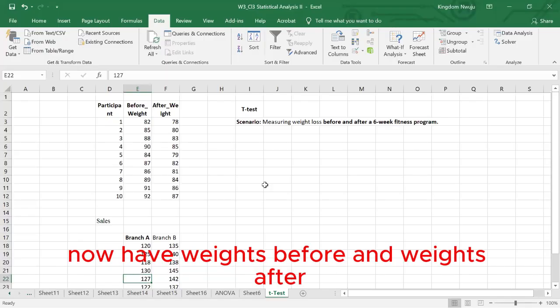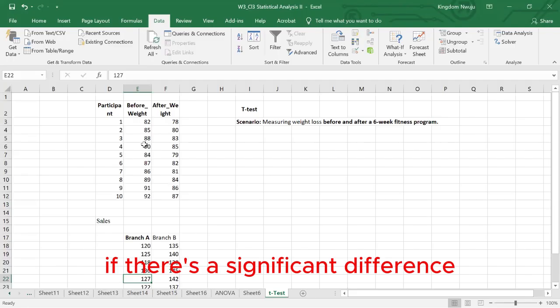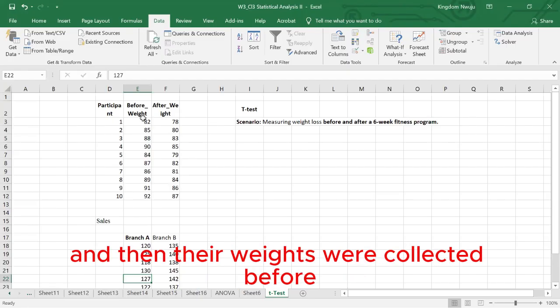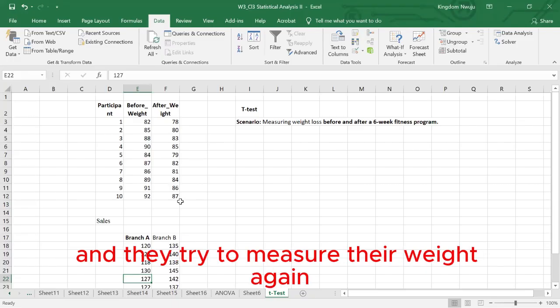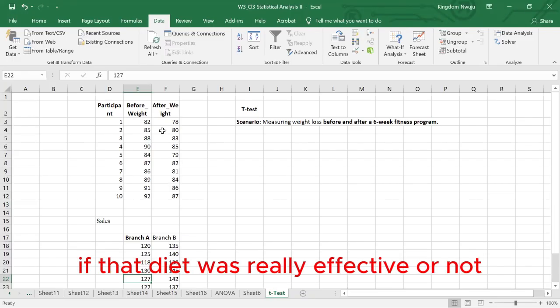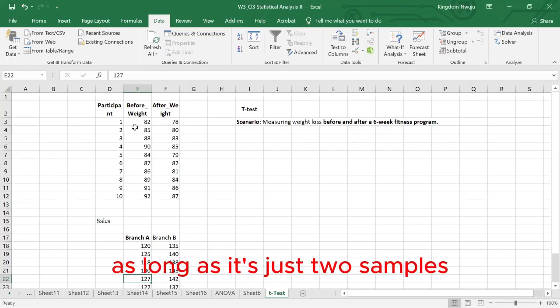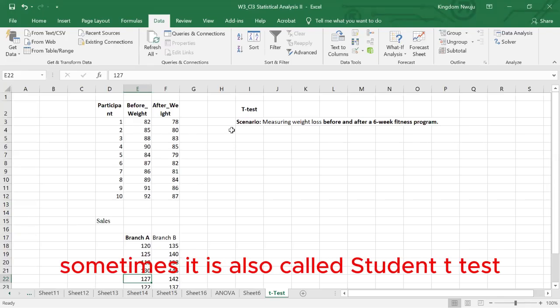For instance, what we have here now is weight before and weight after. Then somebody wants to find out if there's a significant difference between weight before and weight after. Maybe people were on diets and their weights were collected before and then after they've completed the diet, they measure their weight again, and now you want to test if that diet was really effective or not. So whenever you're comparing two samples, maybe sales from shop A and shop B, you want to compare sales within a month, as long as it's just two samples, you subject it to what we call t-tests. Sometimes it is also called student t-tests.